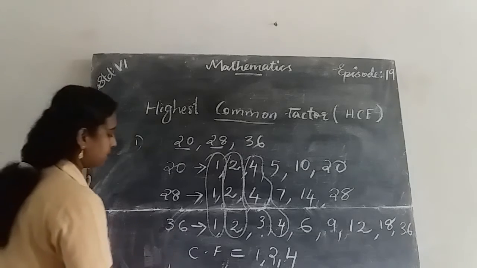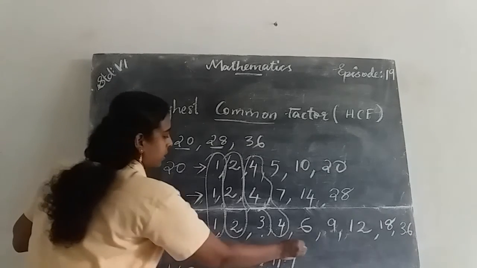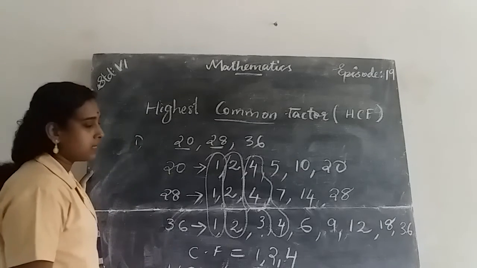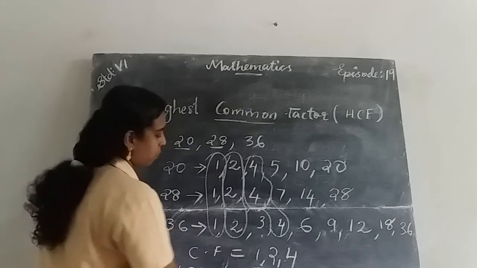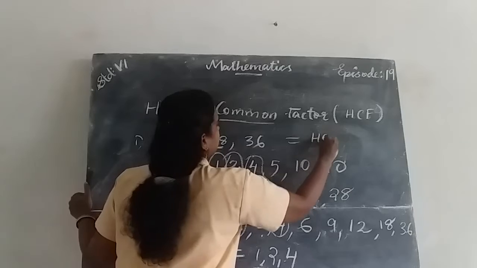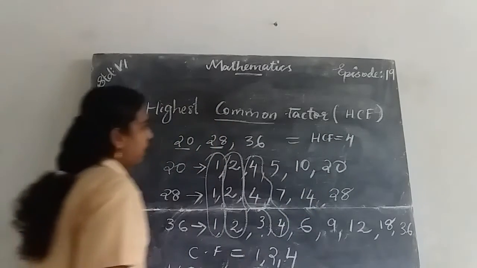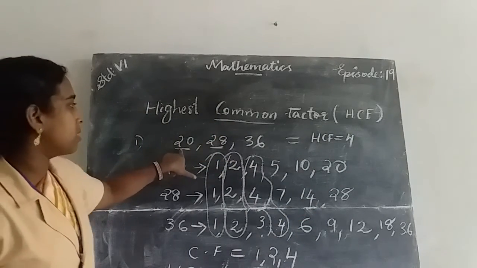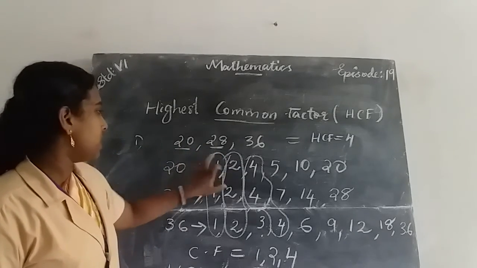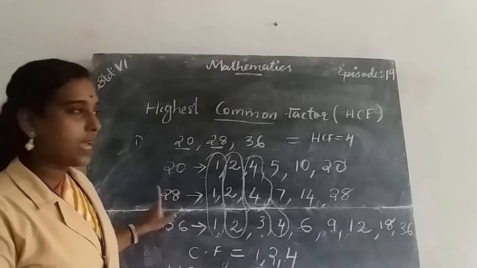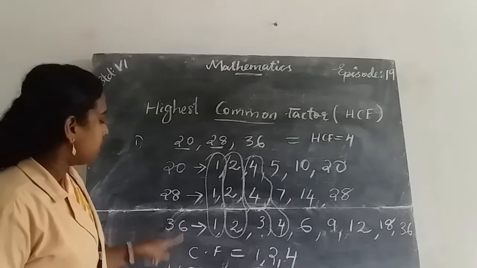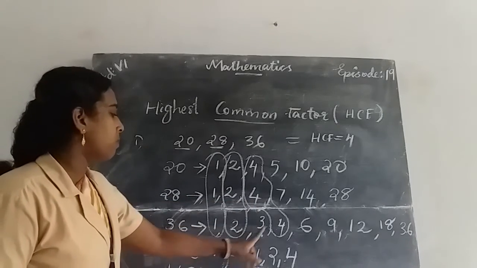And here which is the highest common factor from these three numbers? Which is the highest number? 4. Okay, so 4 is the highest common factor. First write the factors of 20, then write the factors of 28, then find the factors of 36, then find the common factors from these three numbers, then find the HCF from common factors.